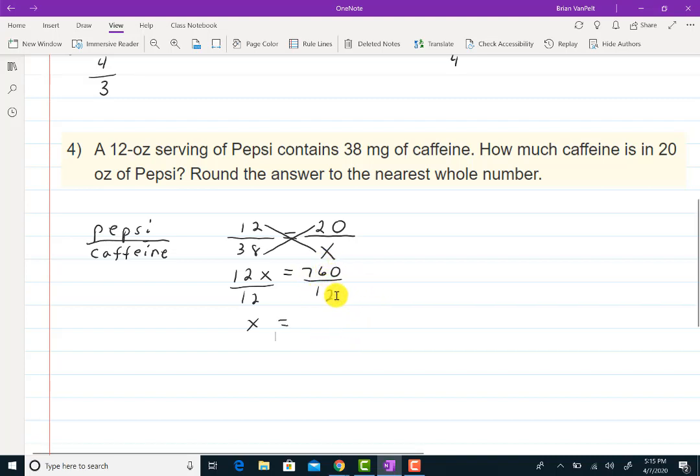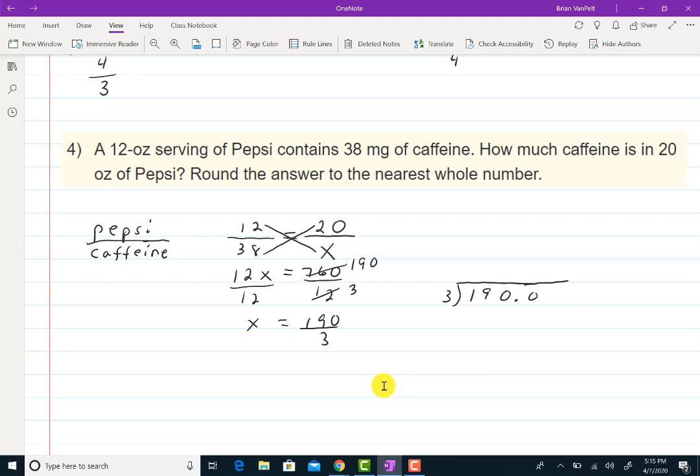I know that 4 goes into 760 and 12. If I take 760 and divide it by 4, I get 190, and 12 I get 3. So I have 190 over 3. Now it says to round your answer to the nearest whole number. Well, I don't know what my whole number is until I do long division. And whenever they're talking about rounding, it's probably a good idea to go into decimals because that's the easiest way to round. Well, let's take a look and see what happens.